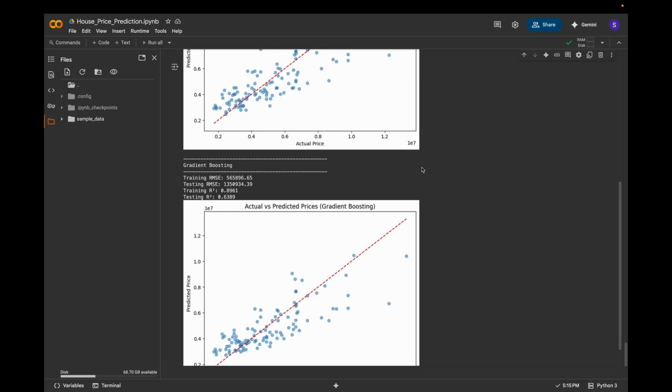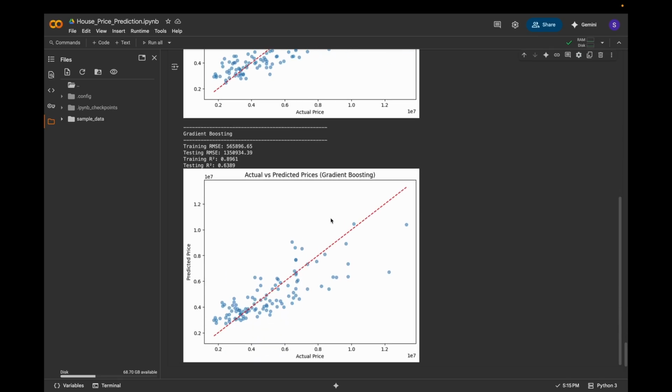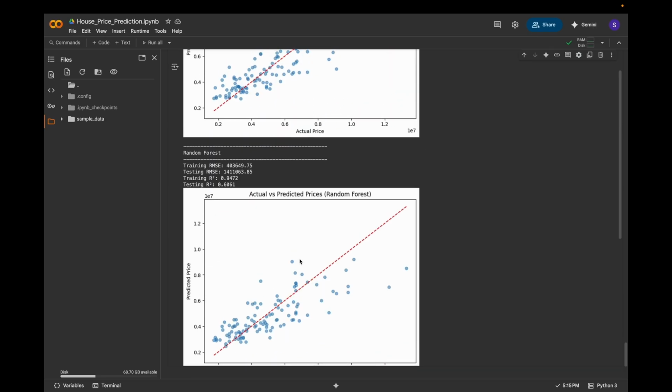So overall, these have similar patterns. However, there seems to be a large gap between the training and the testing performance for random forest, especially the training R squared versus the testing R squared, as this has a higher number compared to this one. This indicates significant overfitting to the data.